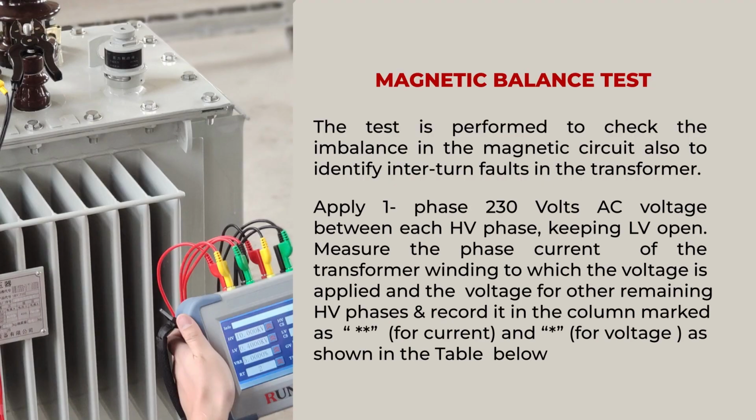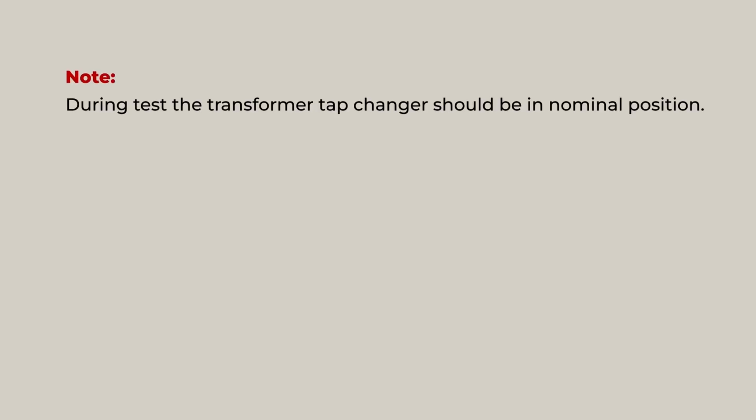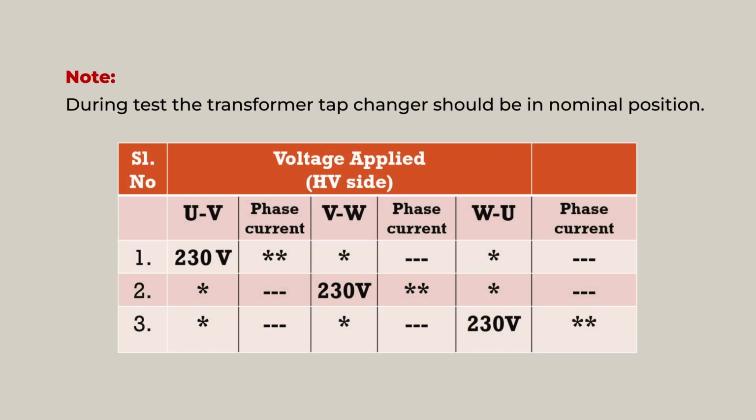Apply single phase 230 volt AC voltage between each high voltage phase, keeping the low voltage open. Measure the phase currents of the transformer winding to which the voltage is applied and the voltage of the other remaining high voltage phases, and record it in the columns marked double star and single star as shown in the table. So, what we have to do is apply the voltage.